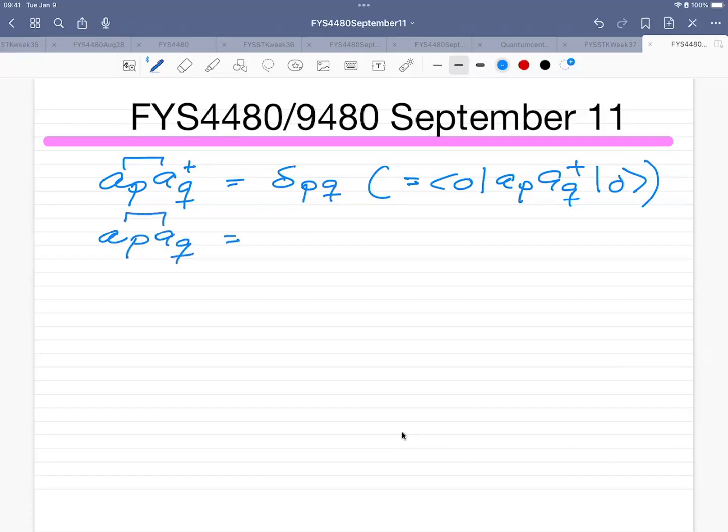So we have this one, and then we have the one here where this is a creation operator, and this is again equal to a_p dagger a_q. And these contractions are all 0. Now, one thing which we are going to do later today is to redefine this one.